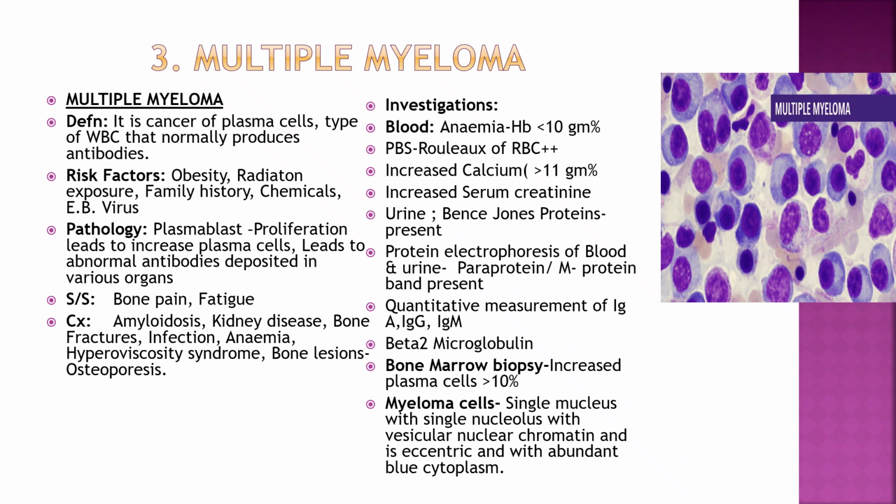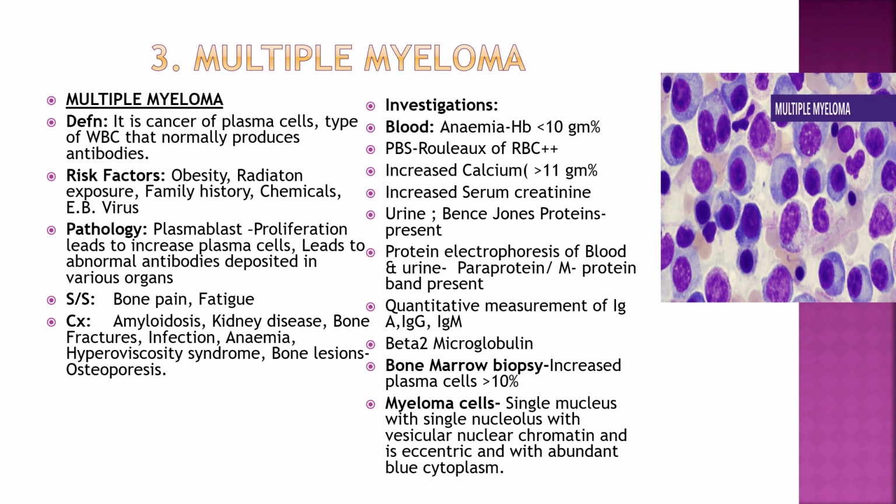Investigation, blood: anemia, hemoglobin less than 10 gram%. PBS: rouleaux formation of RBCs seen, increased calcium more than 11 gram%, increased serum creatinine. Urine: Bence Jones proteins are present. Protein electrophoresis of blood and urine: paraprotein, that is M protein band present. Quantitative measurement of immunoglobulin A, IgG and IgM increase, beta 2 microglobulin present. Bone marrow biopsy: increased plasma cells more than 10% in the bone marrow.